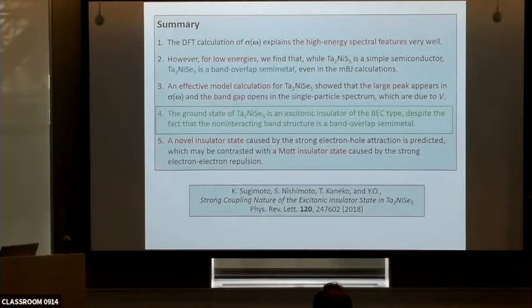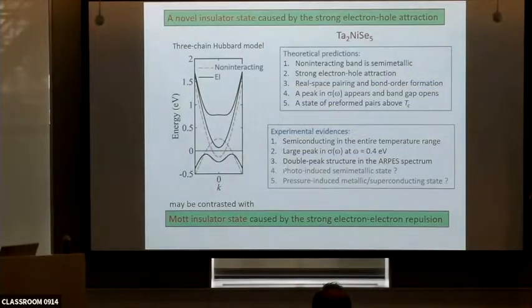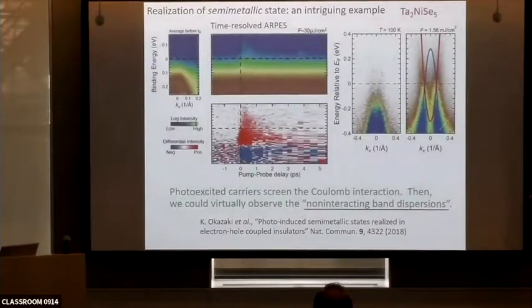many things. For example, these things: the double peak structure, the peak in sigma omega, and semiconducting behavior in that temperature range. Also this one. I saw this experiment for the first time. This should be the screening effect. I mean, the photoexcited free carriers give you this band dispersion.